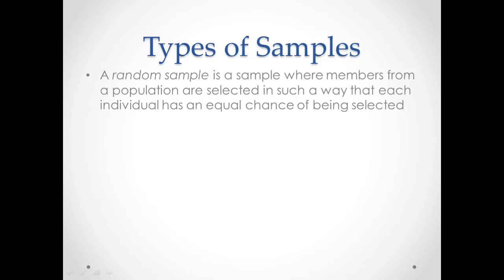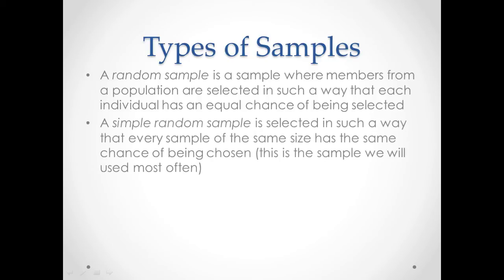So let's take a look at some types of sampling. First of all, a random sample. Any sample where the members of the population are being selected in such a way that every person has an equal chance of being selected. So if I have a group of 30 and I have to choose one person, every single person in that group has a 1 out of 30 chance of being selected. There's no bias towards anyone because of any type of advantage that there could be.